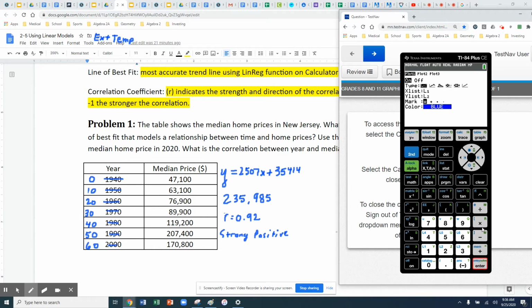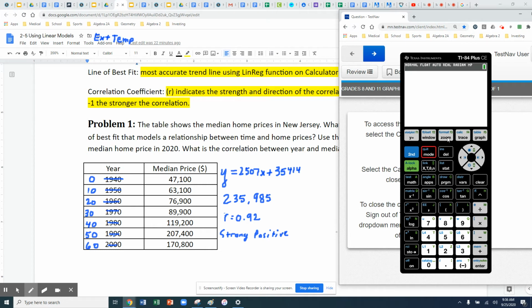Anytime it's black with the white lettering, that's going to be selected. Our type, that's a scatter plot. We're using L1 and L2, and we'll just say that we'll use blue there. Okay, so we've got our scatter plot turned on. You can hit second quit.